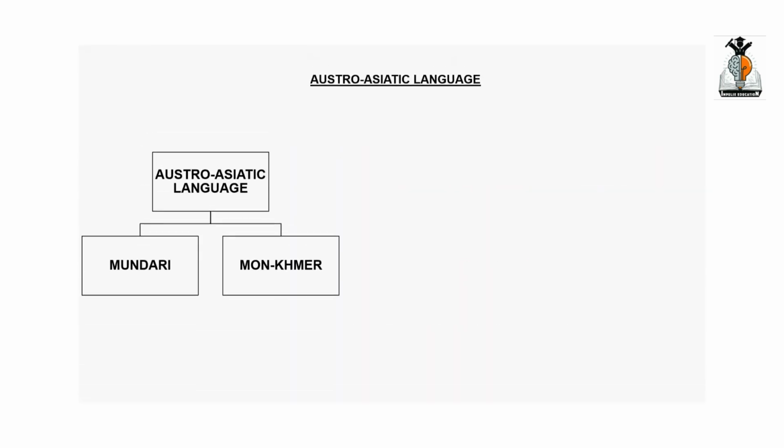Next, let us see about the Austro-Asiatic language of Indus Valley Civilization. Austro-Asiatic language is divided into Mundari and Mon Khmer. Mundari language is spoken by the people of Chotanagpur Plateau, and this Mundari language is further divided into Rano, Gata, and Korku.